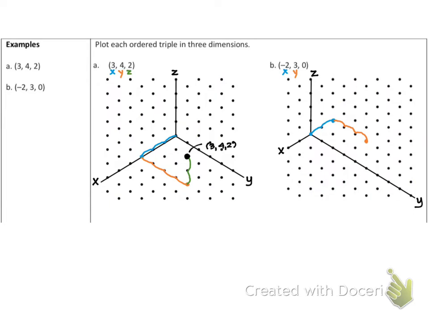Then we need to deal with the z. Well, the z is 0, so we're not going anywhere. So for the z, we're just going to stay put, which means we're now done. That's the actual location of our point. So this is going to be -2, 3, 0.